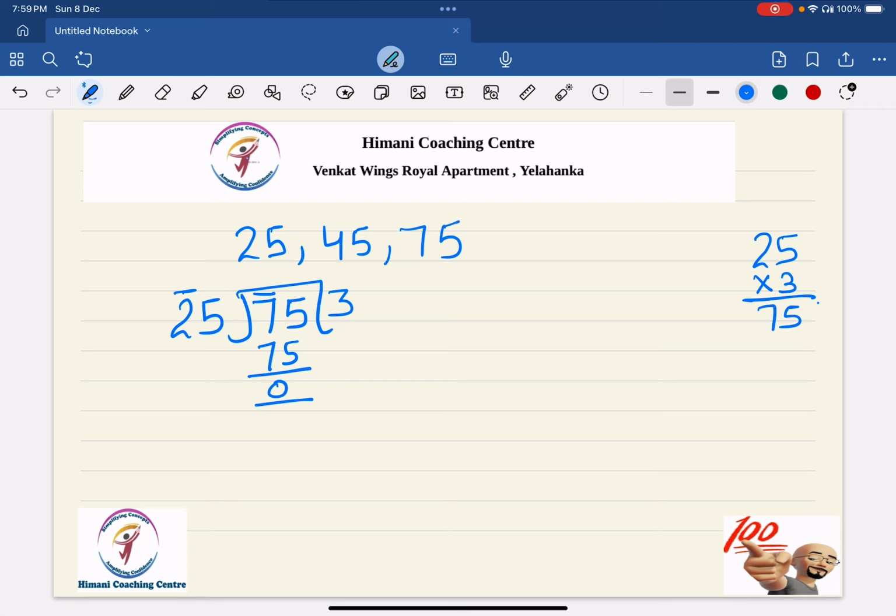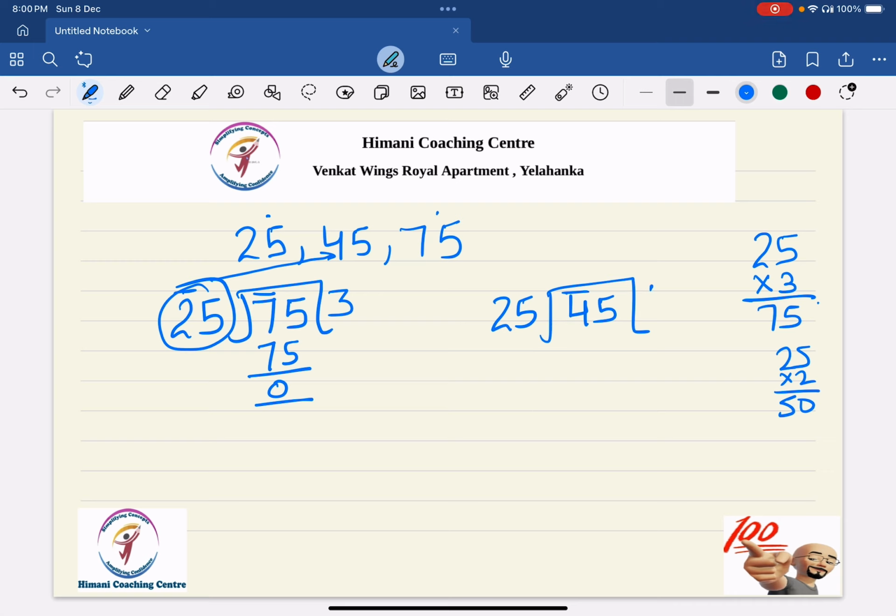So what does that mean? It means the HCF of 25 and 75 is 25 only. Now we will check the HCF of 25 and 45. 45 is the bigger number, goes inside, with 25. Now look at the table of 2. So 2 twos are 4, 2 threes are 6. So now do 25 times 2. It is 50, a bigger number. So go to 1. 25 times 1 is 25.